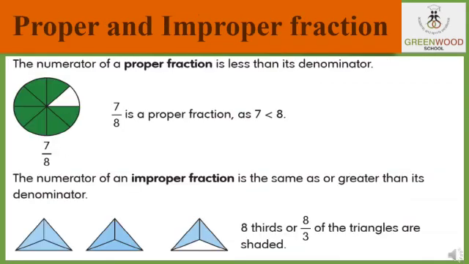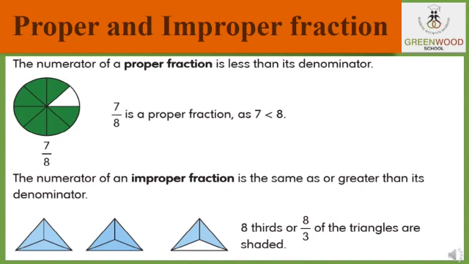The third type is proper and improper fractions. The numerator of a proper fraction is less than its denominator. As you can see, a circle is divided in 8 parts, out of which 7 parts are colored. So the fraction is 7 by 8. As 7 is less than 8, it is a proper fraction.